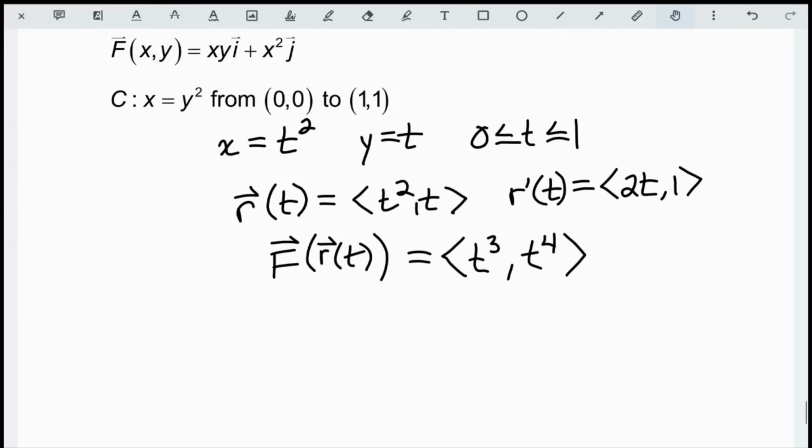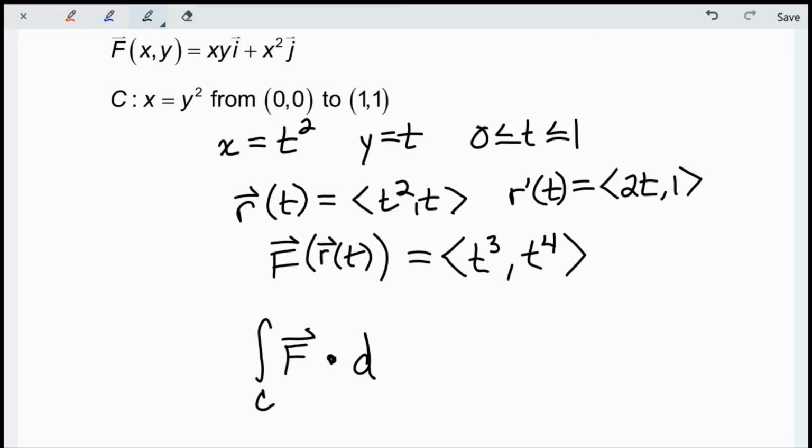And then from there, we just have to go through and integrate now. So we just have to remember what the setup is for this. We're integrating along this curve C. And we're going to do the dot product of our force and then some small piece of this direction, or this arc length, I should say.